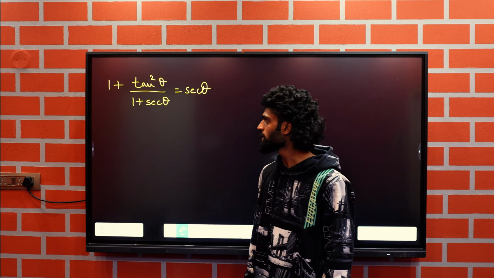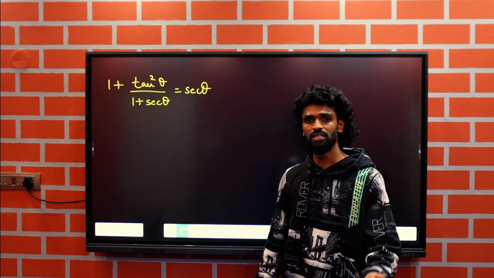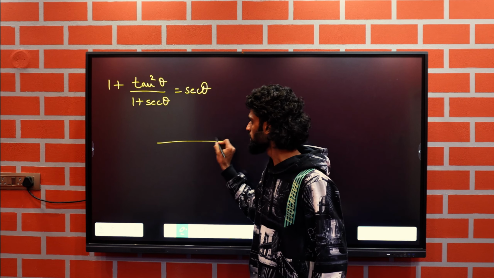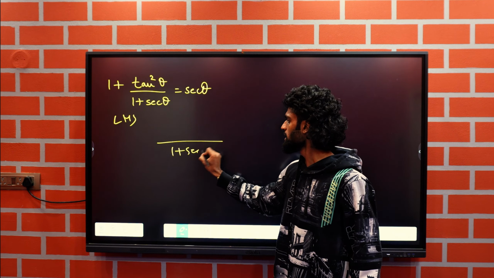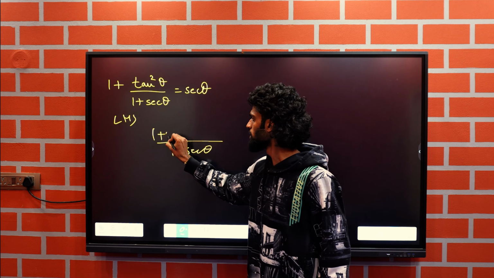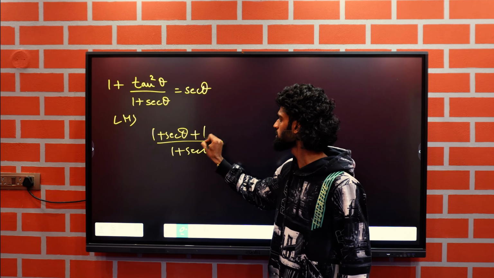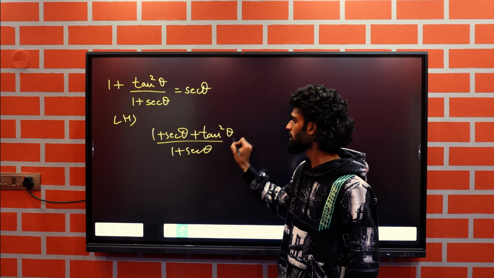Left hand side looks more complicated. What can be done? LCM can be taken. Take the LCM. So again, I am starting with the left hand side. It will be 1 plus secant theta. After crisscross, it becomes 1 plus secant theta plus tan square theta.